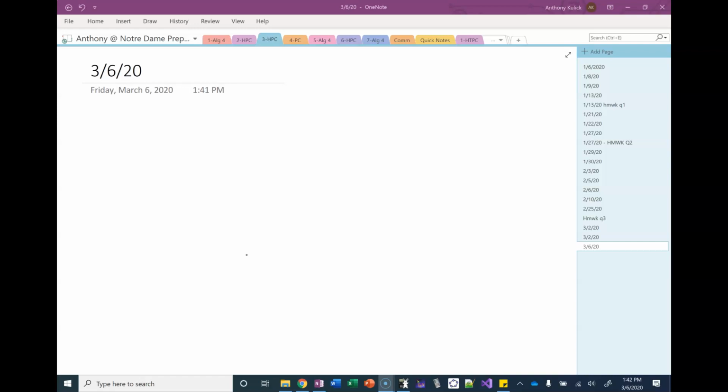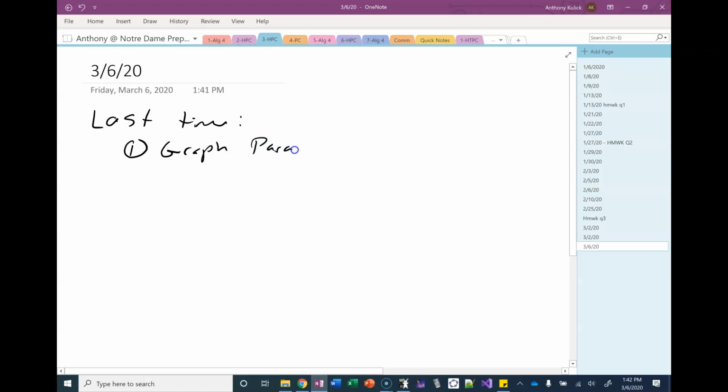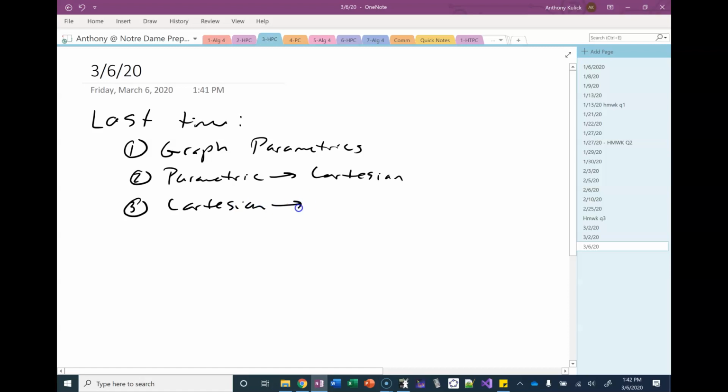All right. So last time we talked about graphing parametric functions. We talked about how to go from parametric to Cartesian form. And we talked about how to go from Cartesian form to parametric.